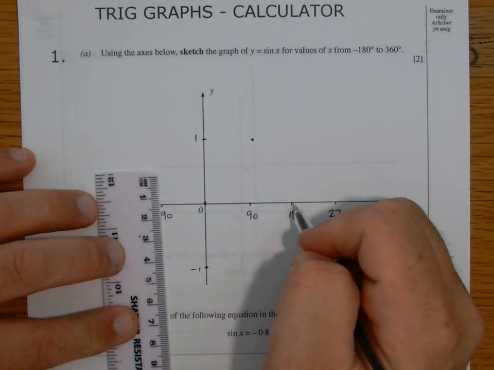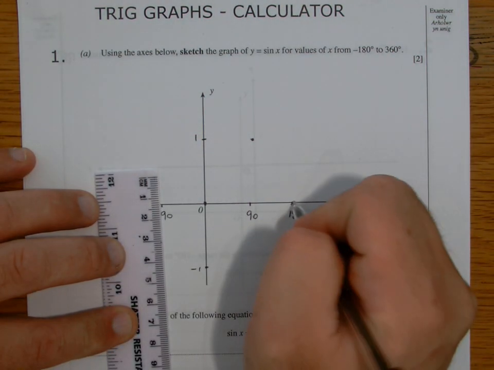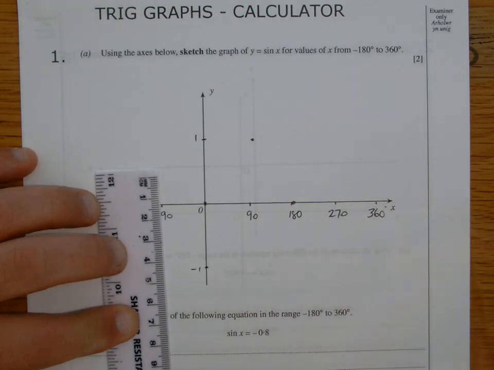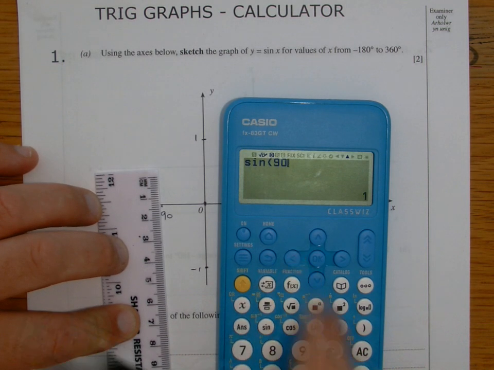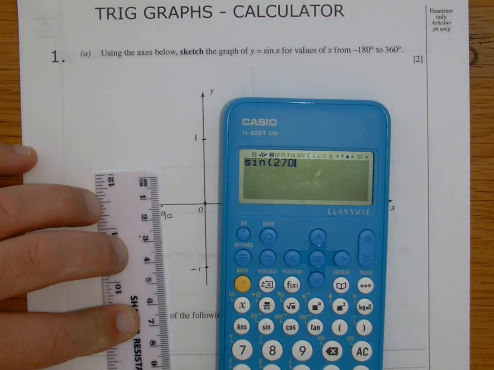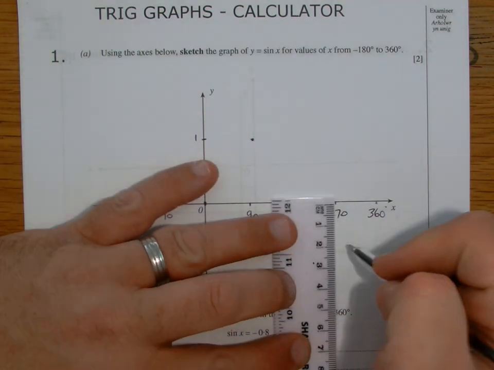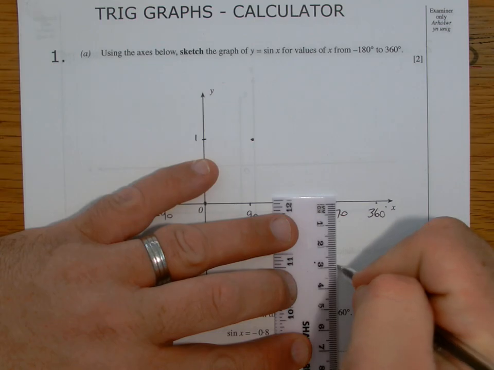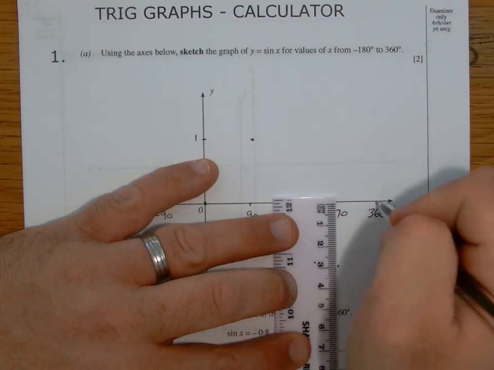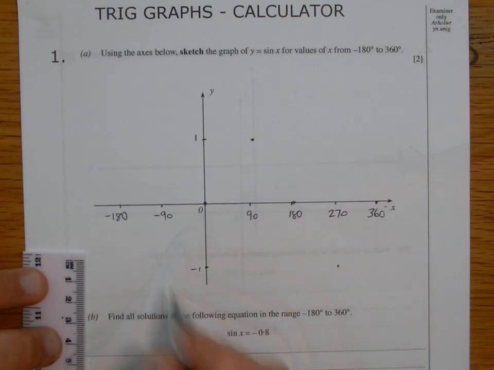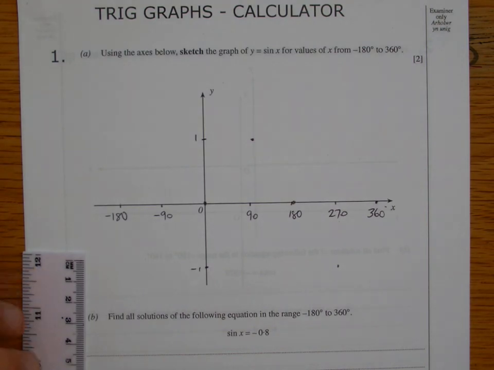Similarly, sine 180 is 0, okay? Sine 270, again, we can check if you want to here. Sine 270 is negative 1, okay? So 3 centimeters down, plot that point here. Sine 360 is 0. Now, of course, we need to deal with the negative values as well, okay?